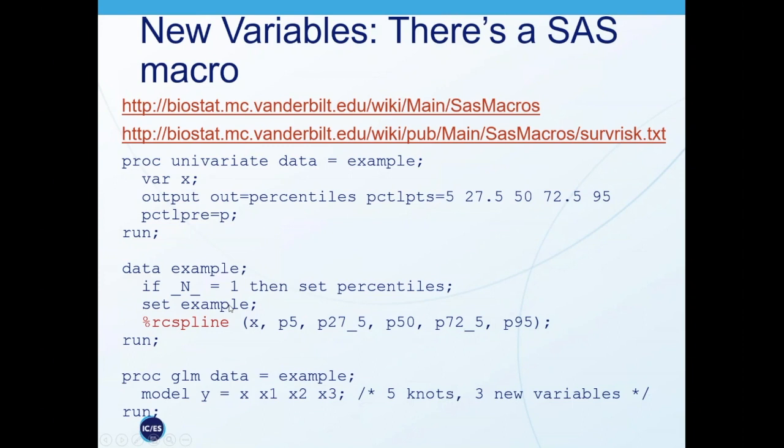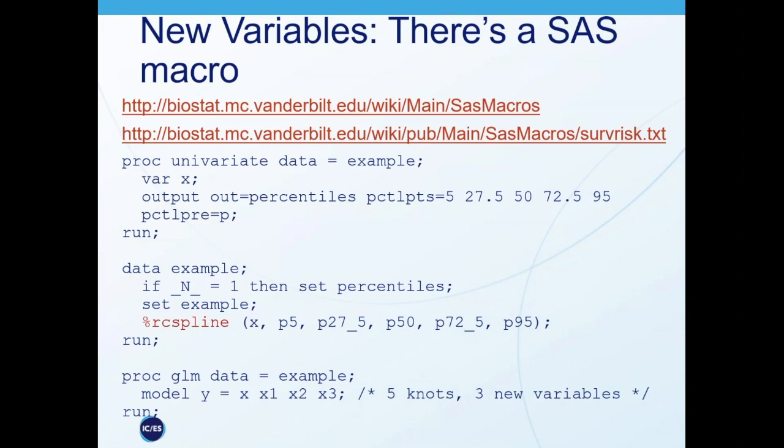And now all I have to do is call Frank Harrell's macro, RCSPLINE. I give it the name of my continuous variable, which is x, and I give it the name of the variables that are holding the percentiles. And it will produce 3 additional variables called x1, x2, and x3. If age had been my continuous variable and I'd put age in here instead of x, it would have produced age1, age2, and age3. So it's very, very simple. Once you've downloaded the macro, it's very simple to create the spline variables for your data set.